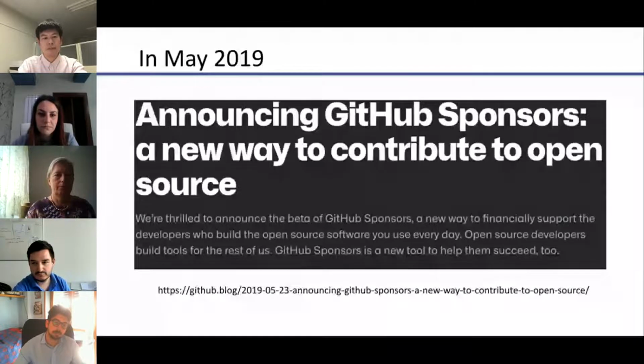However, many OSS maintainers and developers do not generate enough income to sustain the OSS project. In May 2019, GitHub introduced GitHub Sponsors, a service which allows OSS developers to accept donations from other GitHub users. While most OSS donation services in the past have targeted projects, GitHub Sponsors is unique in that it allows users to donate to individual OSS developers. GitHub advertises this service as a new way to contribute to open source.